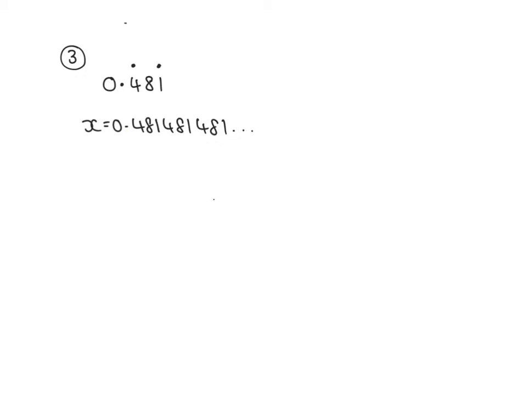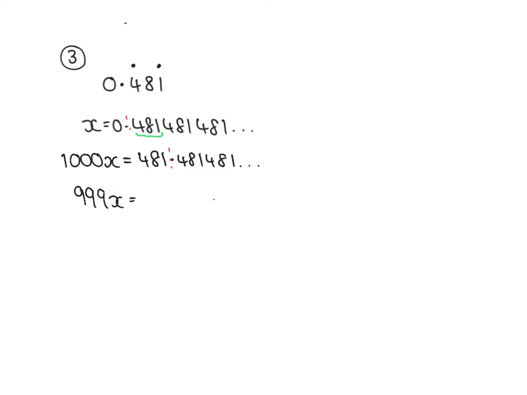So what's the repeating sequence? Repeating sequence is 481. So we've already got the decimal place immediately on the left of the repeating sequence. So what we need to do now is get it immediately on the right. It's going to have to go 1, 2, 3 jumps. So 1000x is 481.481481... We've got a match up here after the decimal place, then we subtract one from the other.